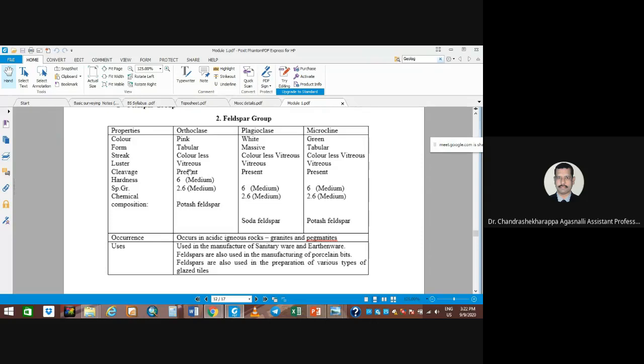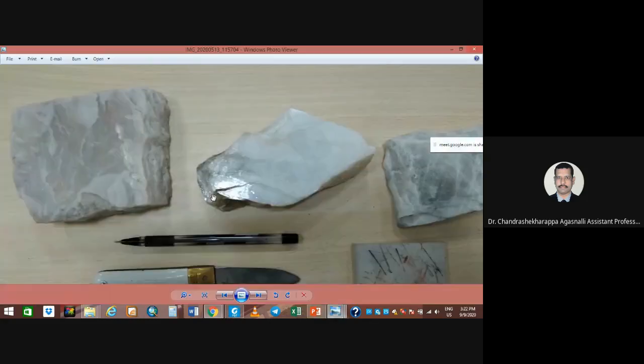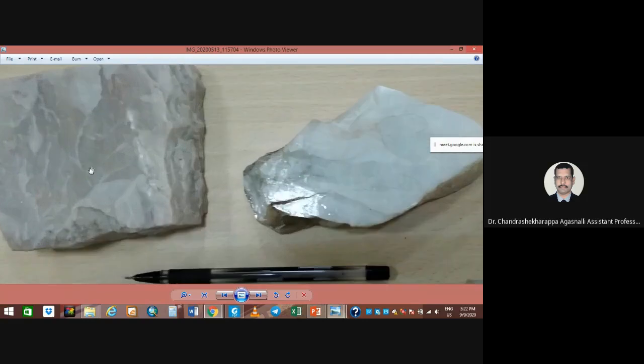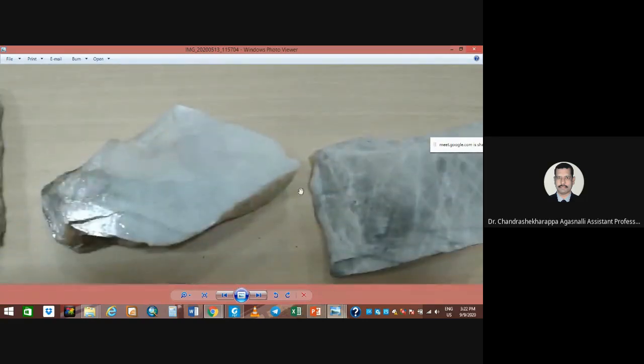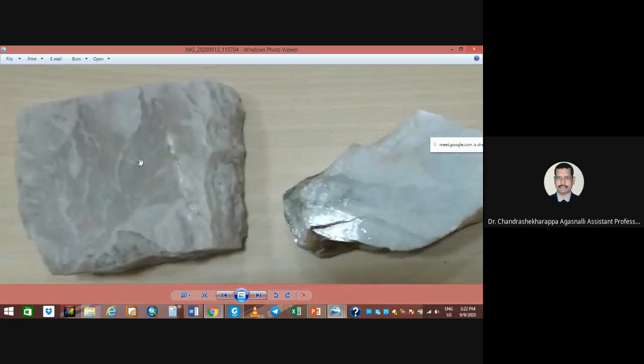And cleavages are present here. Now we are going to identify the cleavages here. It's very difficult to show, but I can try to show it. In the hand specimens you can see it easily, and you can see the weaker zones here. When you break these minerals, definitely they will break along this weaker zone. That's called cleavage.